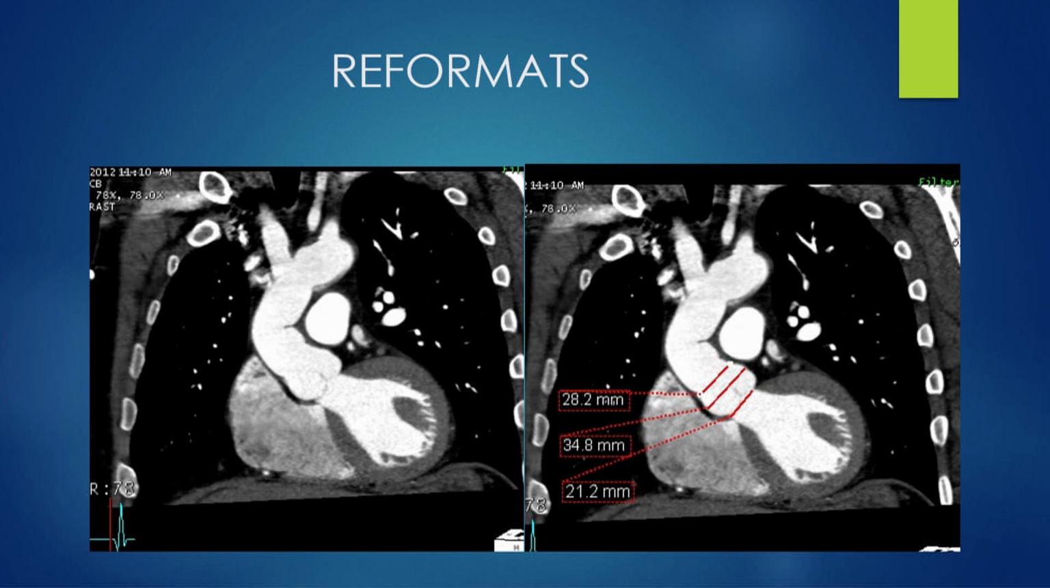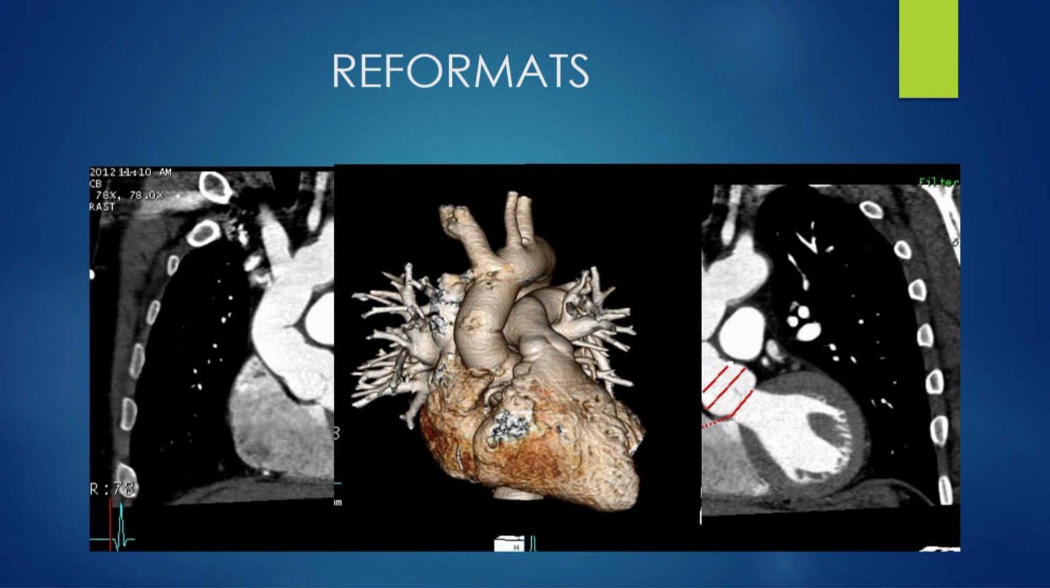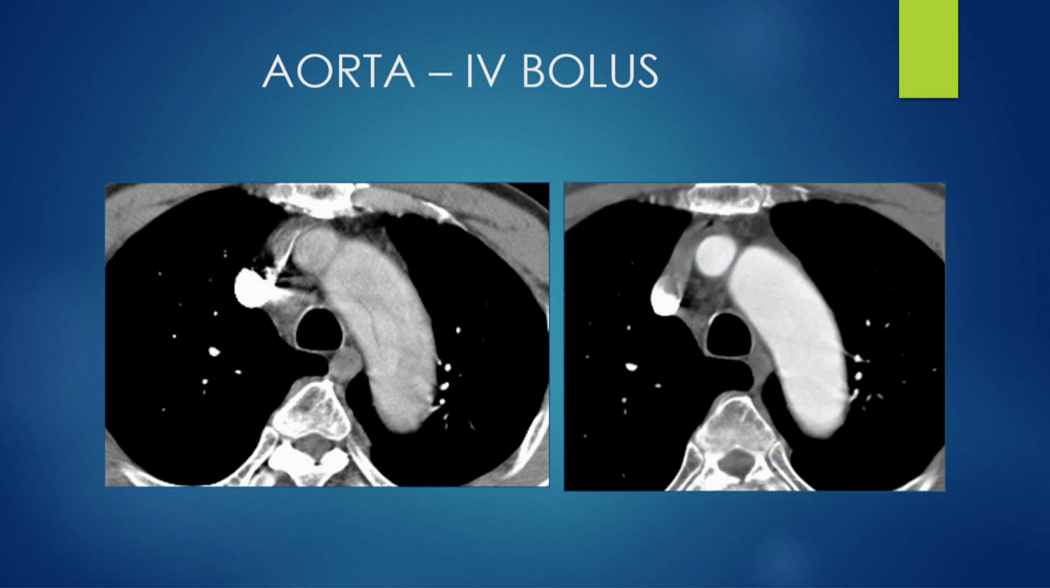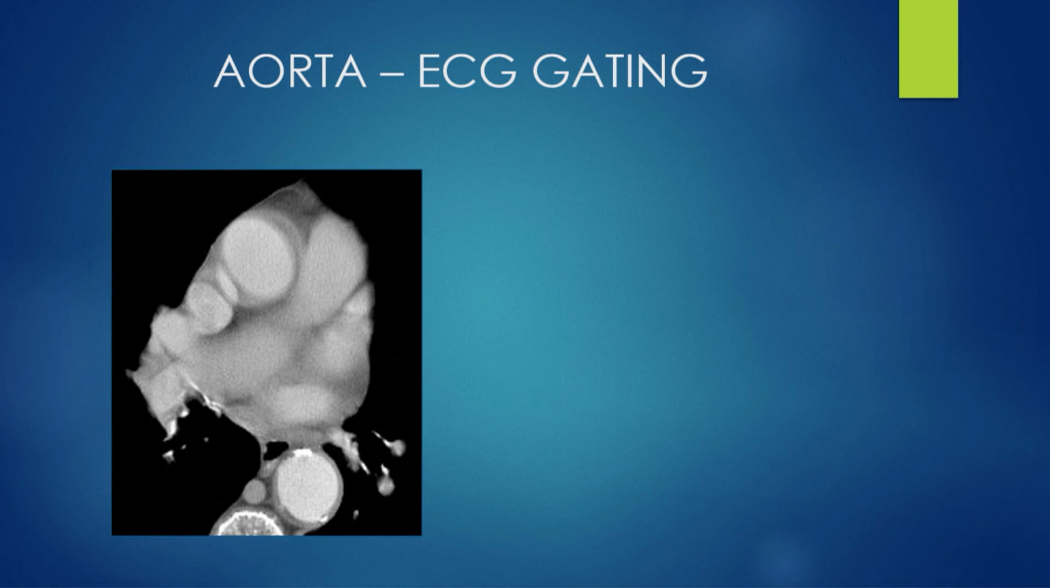We do reformats. I mean, those can be also helpful. I'll talk about more. That's more useful with TAVRs and so forth, but nonetheless, they can be useful. The IV bolus is, I think, very important. If it's not good enough, you can start to get factitious lines that look like intimal flaps, as in this case, and when you rebolus, you find that actually there's nothing there.